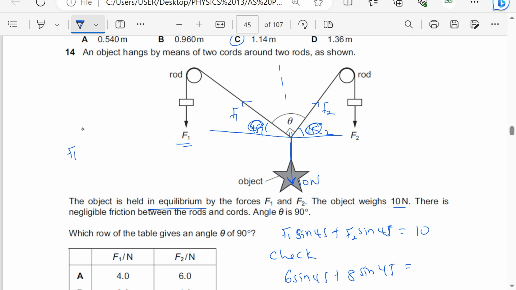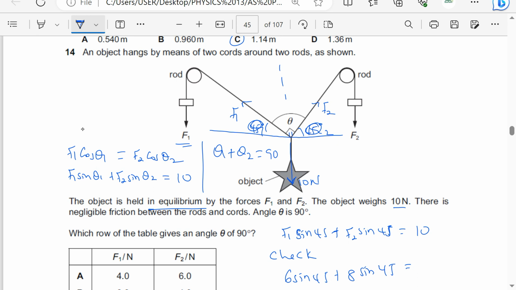Okay, so when I resolve F1 in the horizontal, it will be F1 cos theta 1. Then this should be equal to the other side, F2 cos theta 2. Then when I resolve in the vertical, it will be F1 sine theta 1 plus F2 sine theta 2. This should give us 10. So when we combine these two, of course, theta 1 plus theta 2 should be equal to 90 degrees.